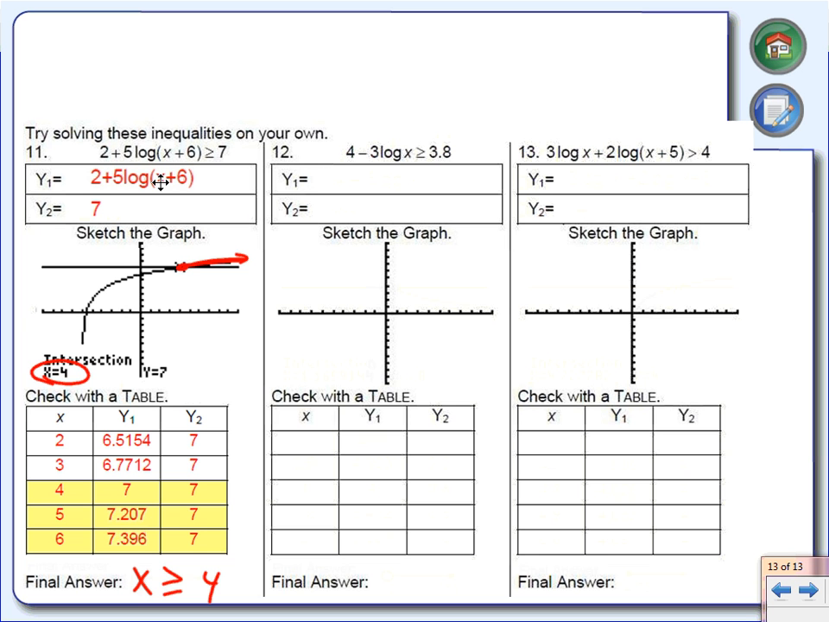All right, let's take a look at one more here, number 12. We're going to do the same thing for number 12. We're going to put the left side of the inequality into y1. We'll put the right side of the inequality into y2. Graph it, and find where they intersect. So let me give you some time so that you can put that in your calculator. Find the point of intersection so we can find our solution.